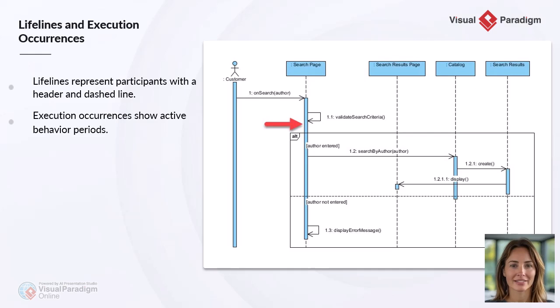Thin oblong rectangles centered on a lifeline depict an execution occurrence, or activation. This precisely indicates when a participant is actively executing a method or behavior.